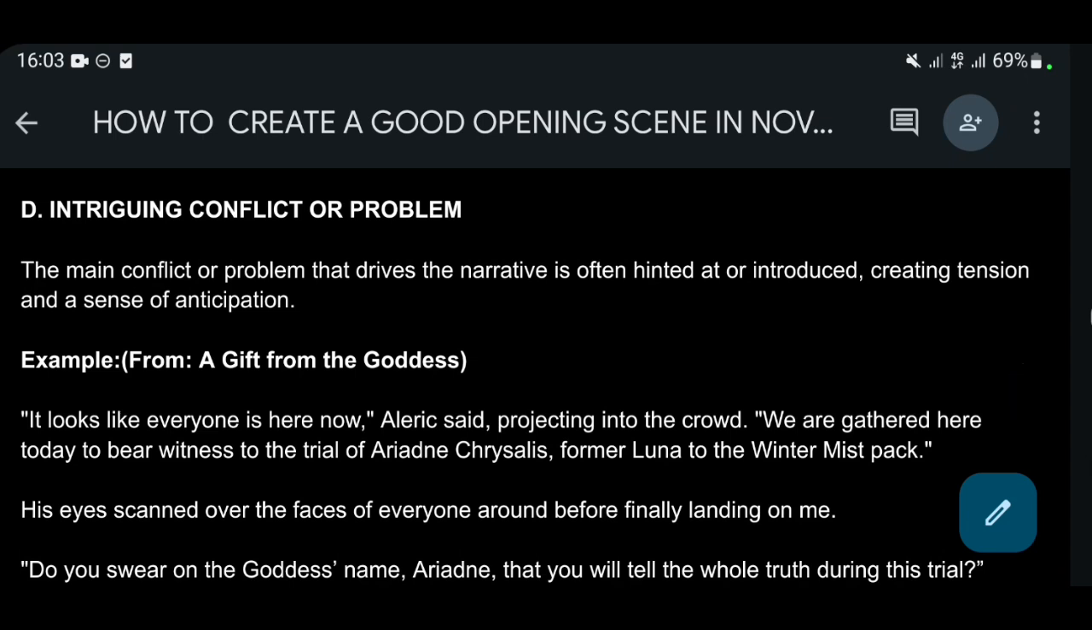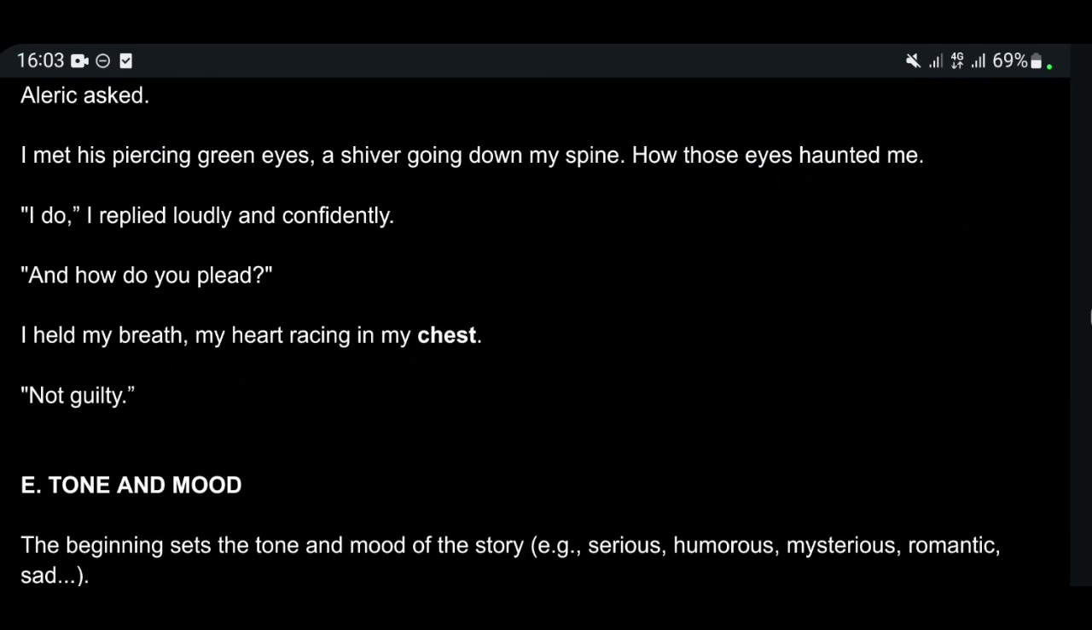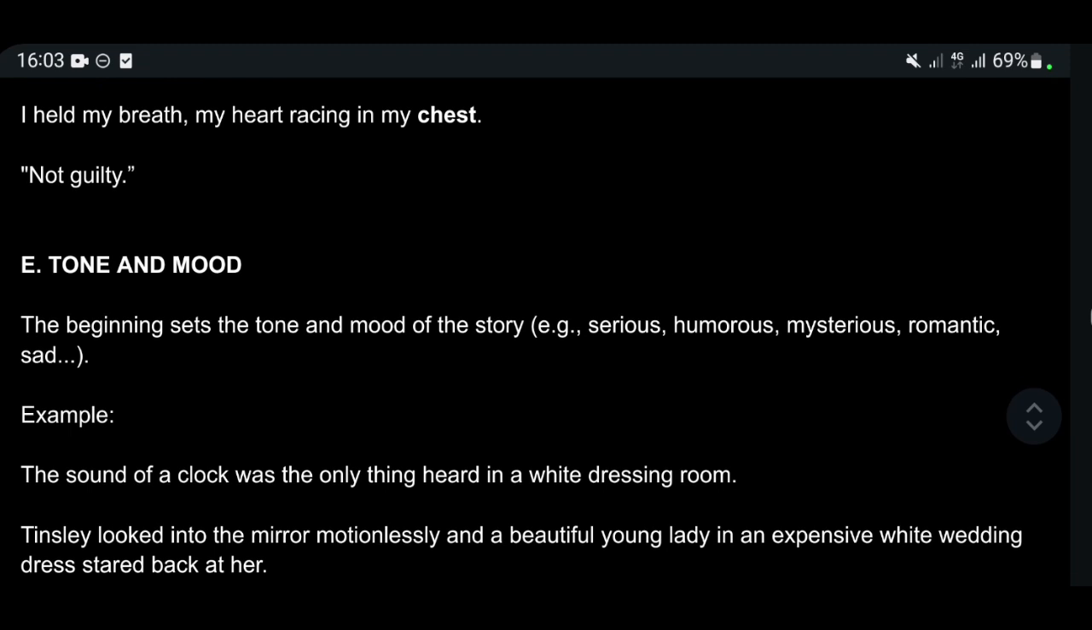You see, this is an intriguing conflict or problem. If you are starting off with a conflict, people will be like, let's look at what the offense is. What did she do? You get? So all these things are a better way of starting off a story that makes it a good beginning.